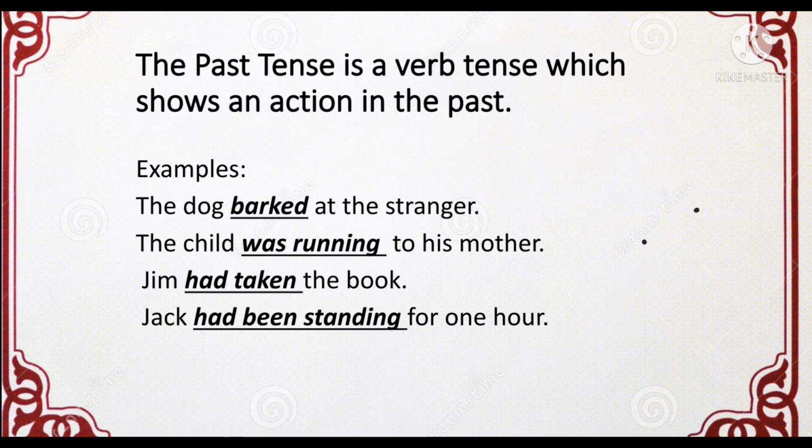What is the past tense? The past tense is a verb which shows an action in the past, such as the dog barked at the stranger, the child was running to his mother, Jim had taken the book, Jack had been standing for 1 hour.